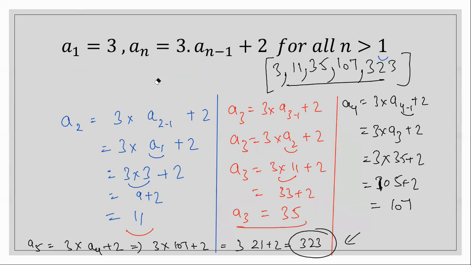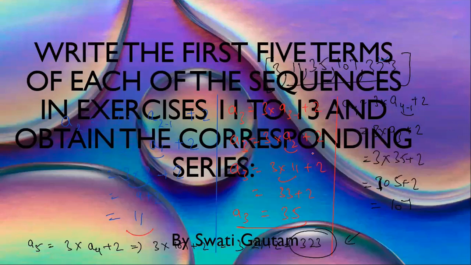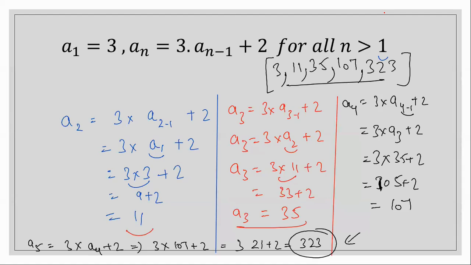Now, please understand the question, what is given to you: obtain the corresponding series. This is the question, right? So series means you have to add all the terms that you have in the sequence. So 3 plus 11 plus 35 plus 107 plus 323, right? We have to add them.